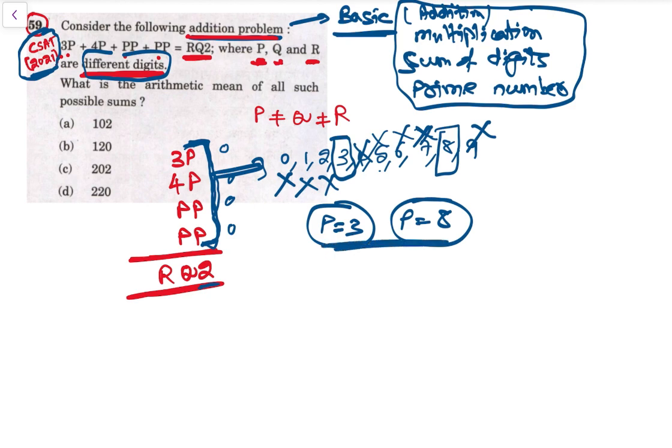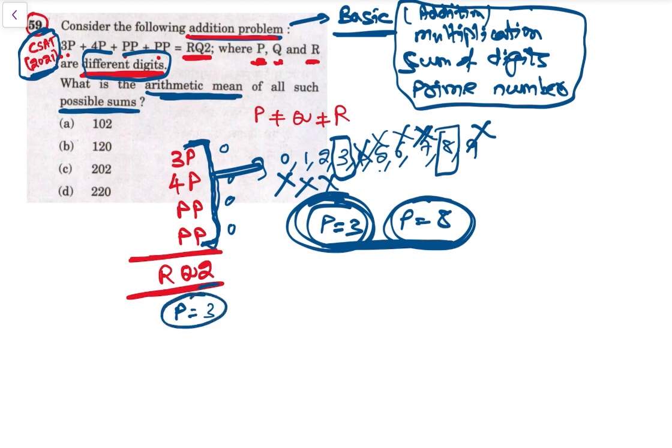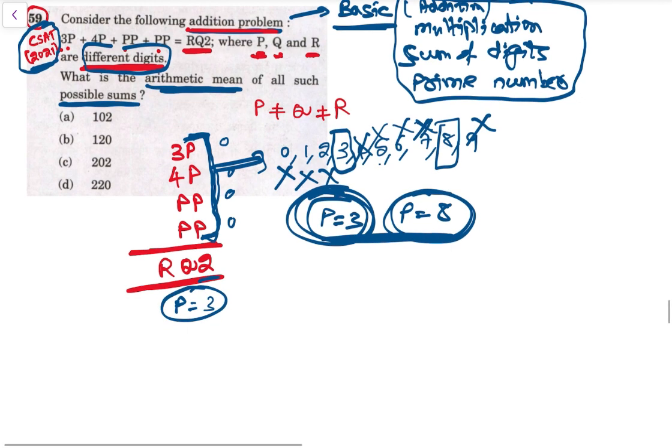So let's take P is equal to 3 first, and then its sum. Then what we need is the arithmetic mean of all such possible sums. So we need to take P3, P4. For P is equal to 3, that is 3P is 33, then 4P is 43, then PP is again 33, and PP is 33.